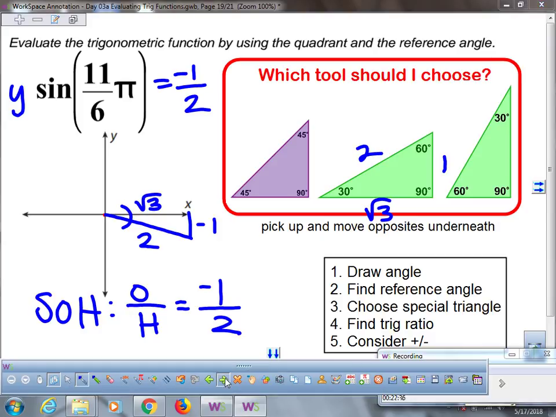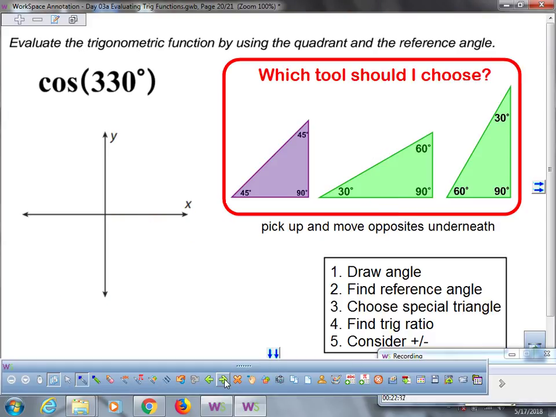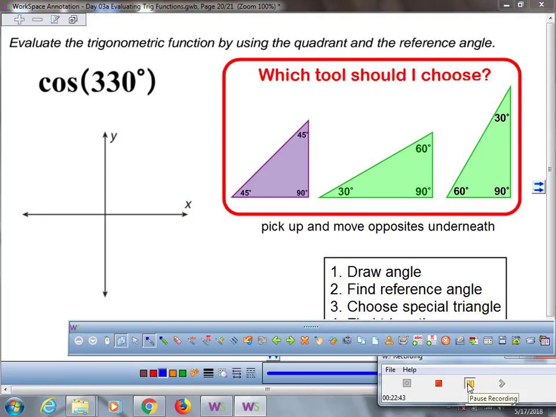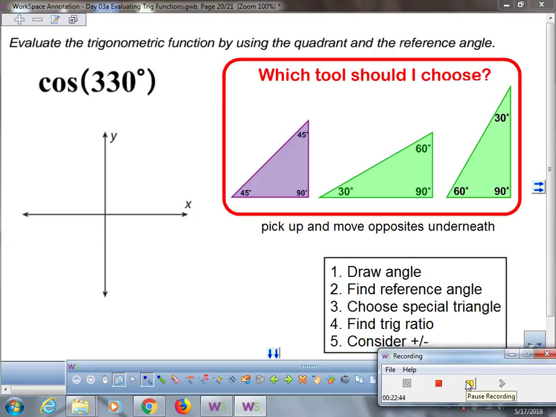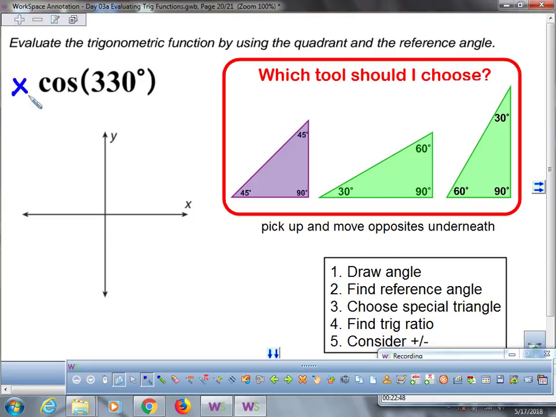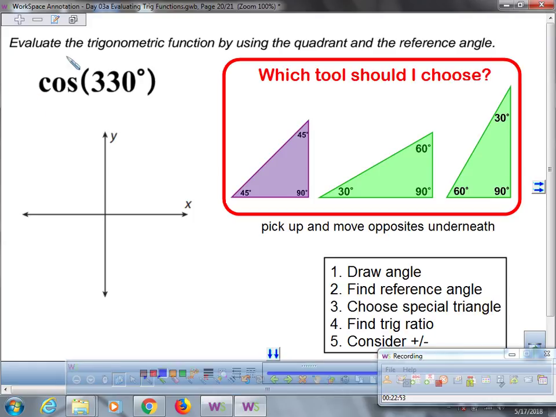Okay, you guys want to try one? Try that one. Okay, so cosine of 330. Immediately I am saying to myself x. 330 is all the way over here. I just did this one, the same triangle. So this is 1, -1, this is root 3, and this is 2. This time I'm talking about the x-axis, so it's going to be root 3 over 2.